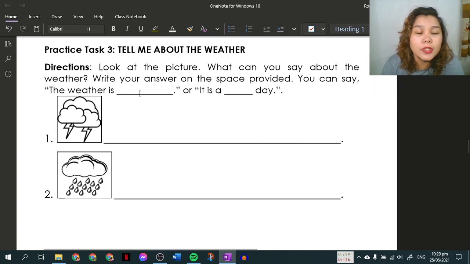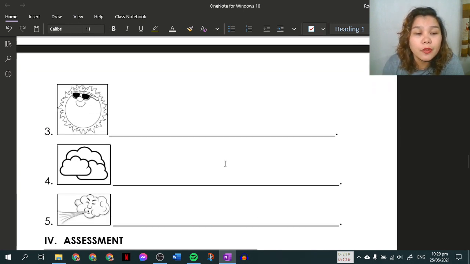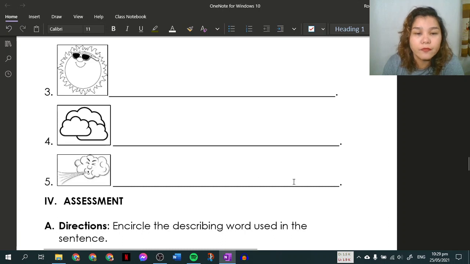Okay, you just don't forget that when you write a sentence, it should begin with a big letter and end with a period. So a period is already prepared for you. All you have to do is write it properly. If you can remember, when you write a sentence, it begins with a big letter. So number 1, you can choose the weather is blank or it is a blank day. So that also applies for number 2, number 3, number 4, and then number 5. If you're not sure about the spelling, you can ask from the adults.